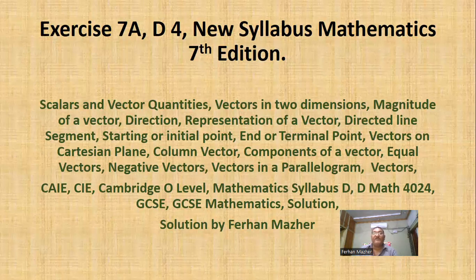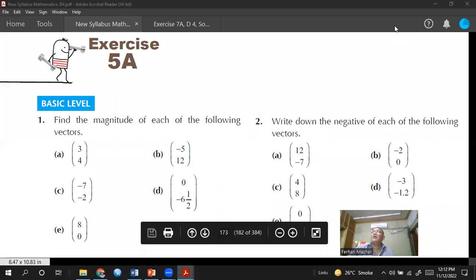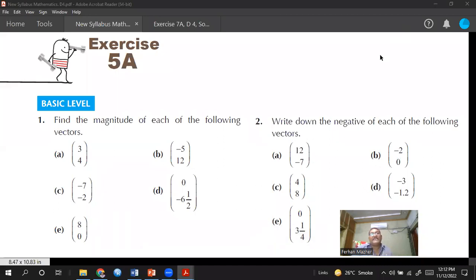The name of the book is also D4, and the soft copy which I will be using for this video is by the Shingli printers, and in that book the chapter is 5, so don't bother about the chapter number. In the Oxford University Press book, this is chapter number 7. So let's start today's exercise. This is exercise 7A from the Oxford University Press book D4, and in the Shingli publisher's book it is chapter number 5. The questions are exactly the same.